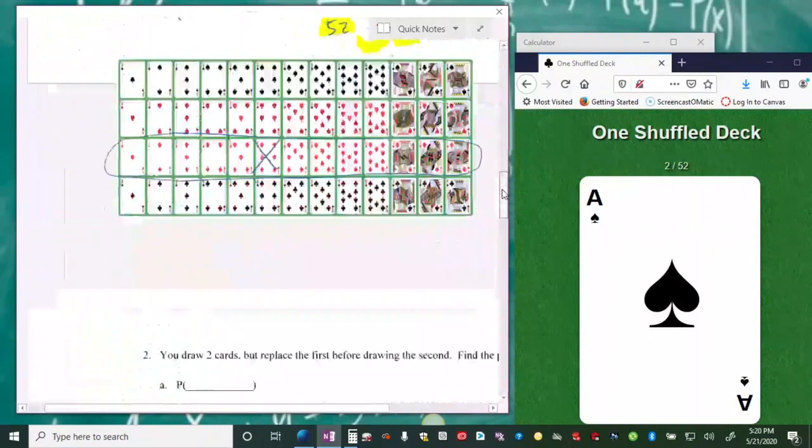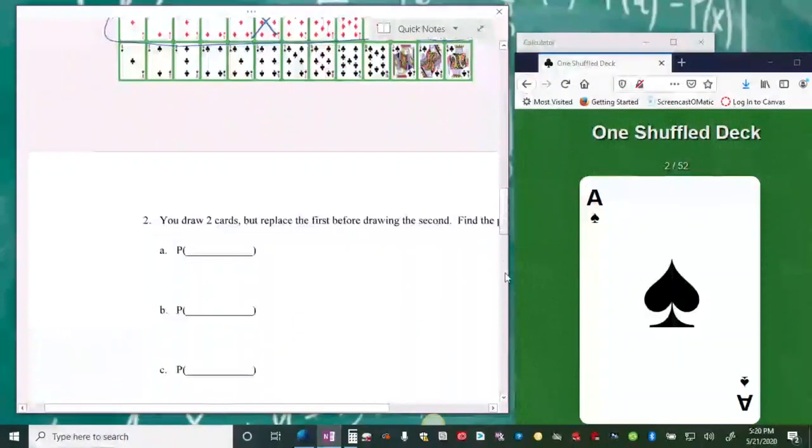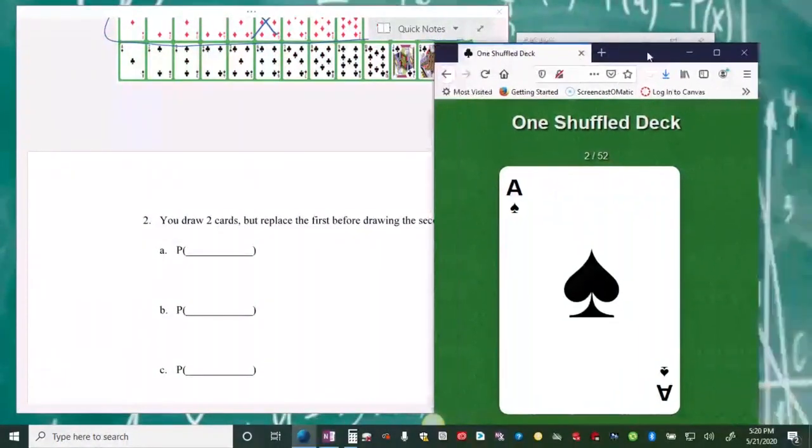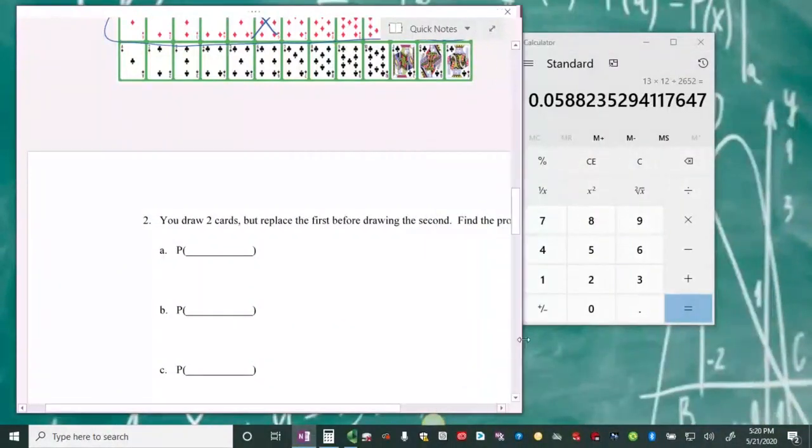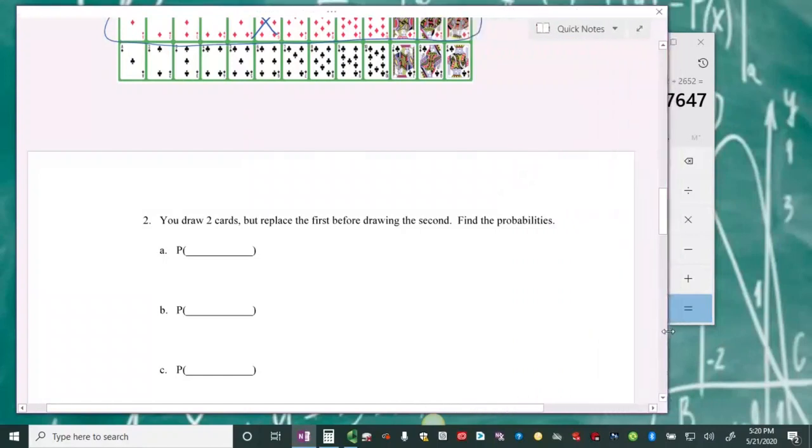Let's go ahead and look at the next set of questions. In the next set of questions, we're looking at the same setup with one tweak. Now we're going to be drawing 2 cards, but we're going to replace that first card. So we have changed what was a dependent set of events into independent. These 2 draws no longer depend on each other.